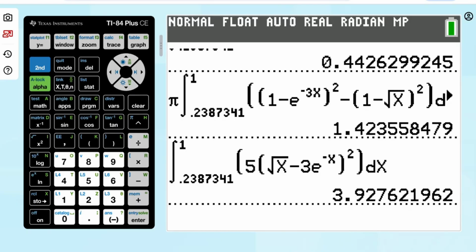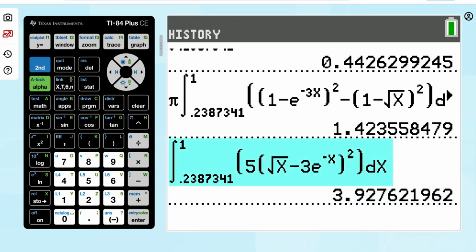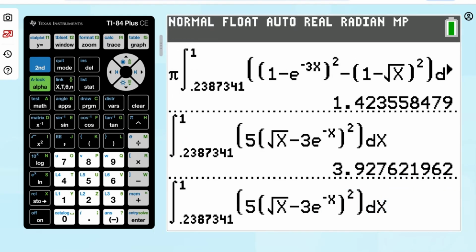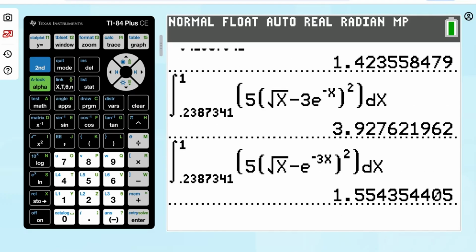Oh, I put in 3e to the negative x, not e to the negative 3x. So let's go back and fix that. You can just go up and highlight it. We'll get rid of that 3, and we'll insert our 3 up there, and now we should get the right answer, which is 1.5554.